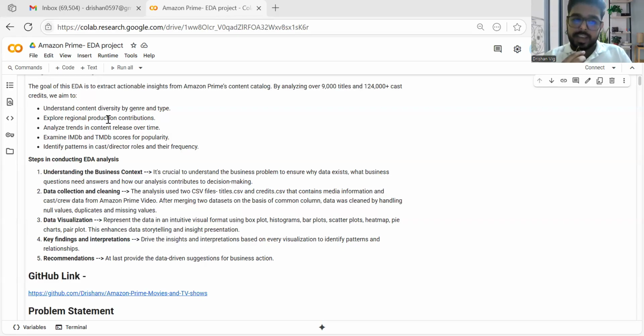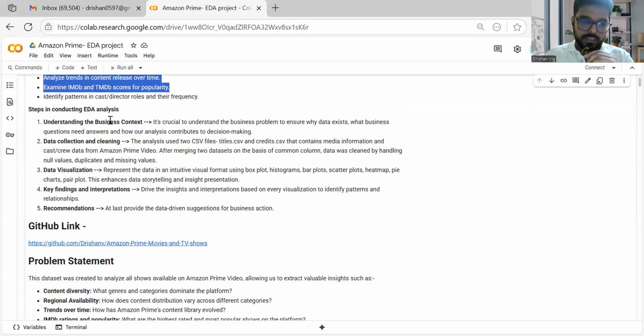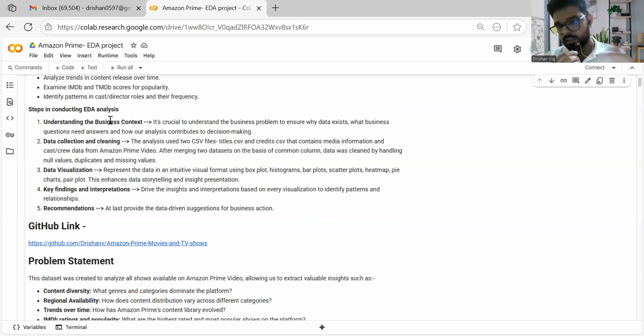The fourth one is to examine popularity metrics like IMDb and TMDB scores. And the fifth one is to identify the patterns in cast and director roles and their frequency. So let's deep dive into the steps for conducting the EDA analysis of this project.